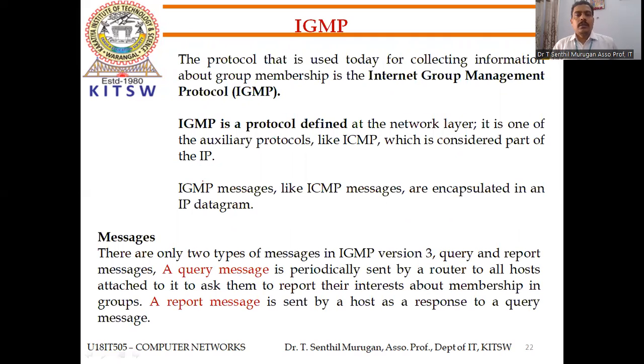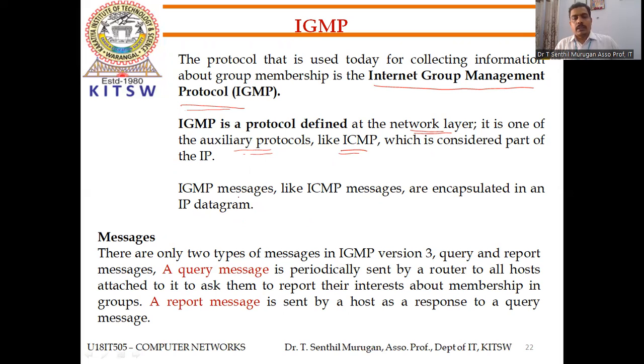Finally, the protocol that is used today for multicasting is the Internet Group Management Protocol. IGMP we are using for sending the information to group members. It is used in the network layer and is one of the auxiliary protocols. Like ICMP, which informs the source if any error message is there, IGMP also works in the same way.